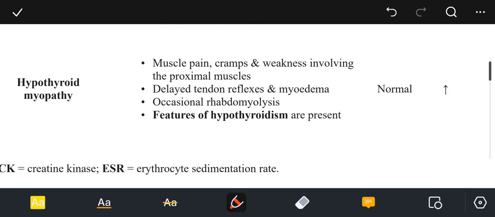Hypothyroid myopathy is associated with muscle pain, cramps and weakness involving the proximal muscles. There will be a delayed deep tendon reflex and myoedema, and occasional rhabdomyolysis. Features of hypothyroidism are also present. The ESR level will be normal while the creatine kinase level will be elevated.